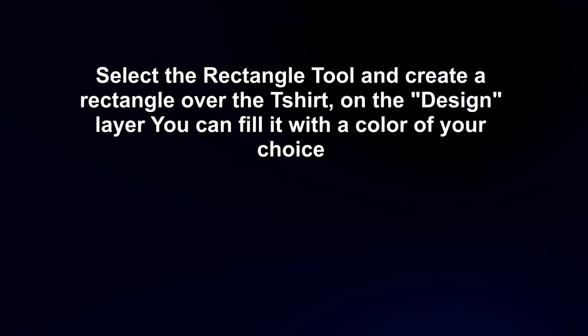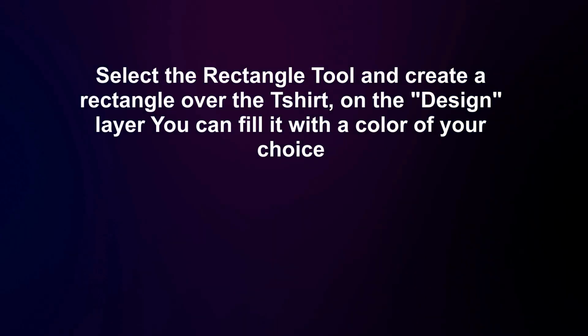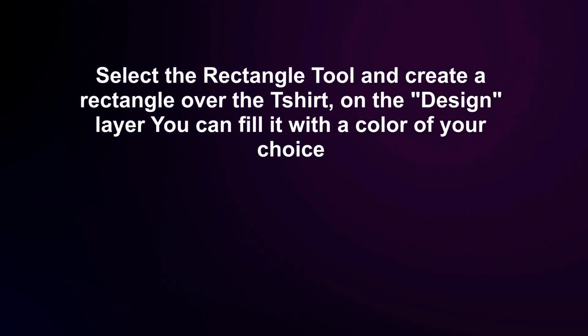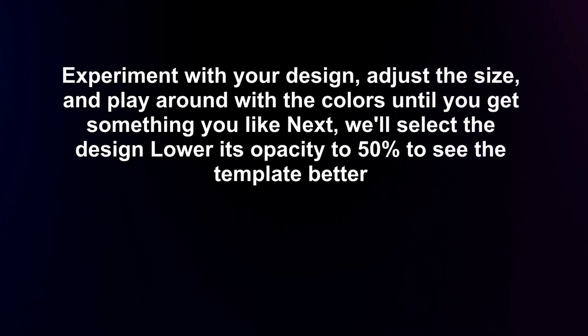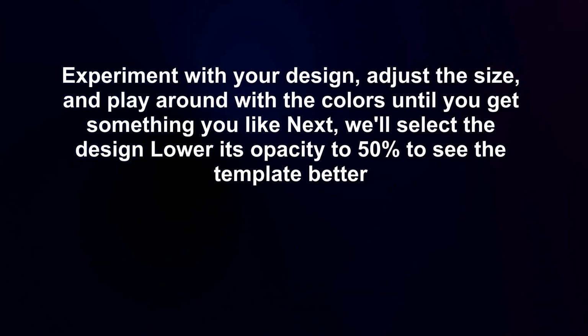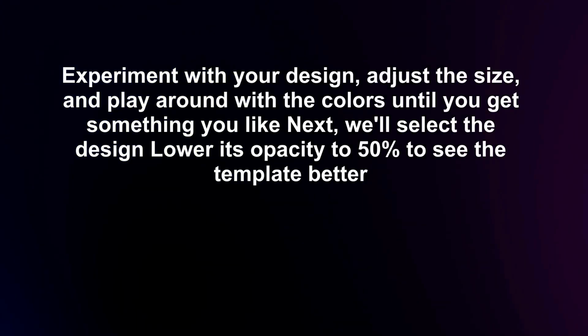Select the rectangle tool and create a rectangle over the shirt. On the design layer, you can fill it with a color of your choice. Experiment with your design, adjust the size, and play around with the colors until you get something you like. Next, we'll select the design, lower its opacity to 50% to see the template better.